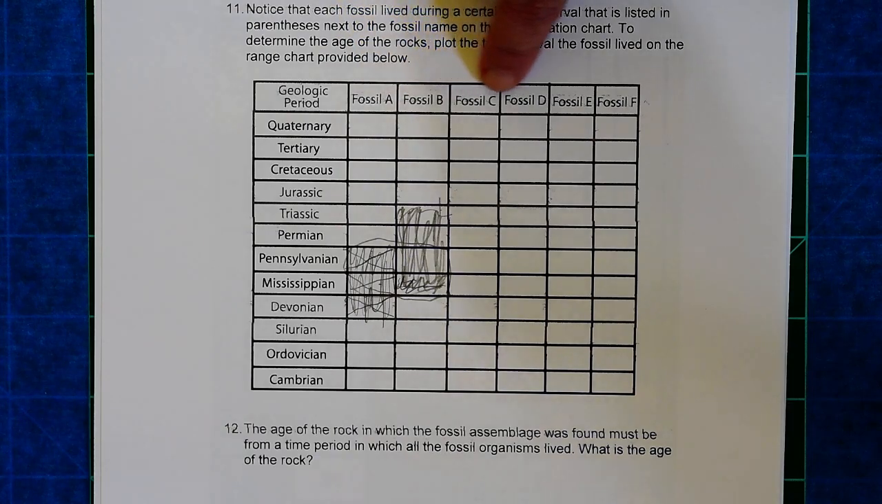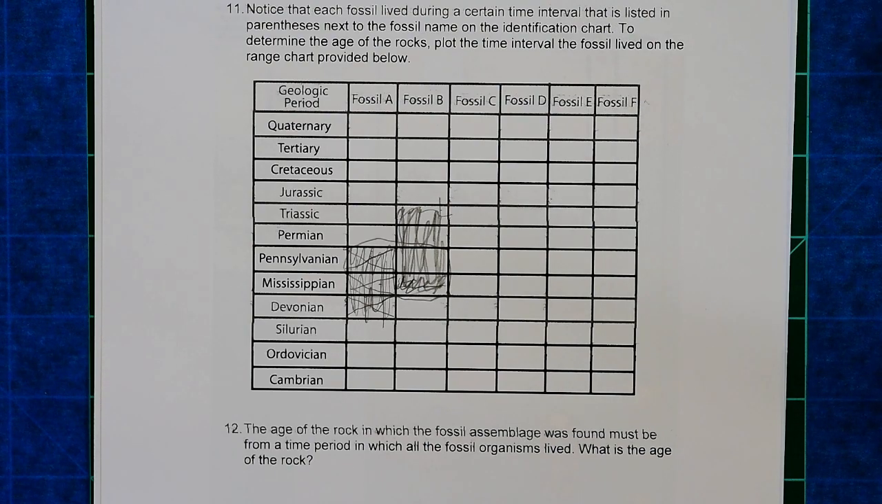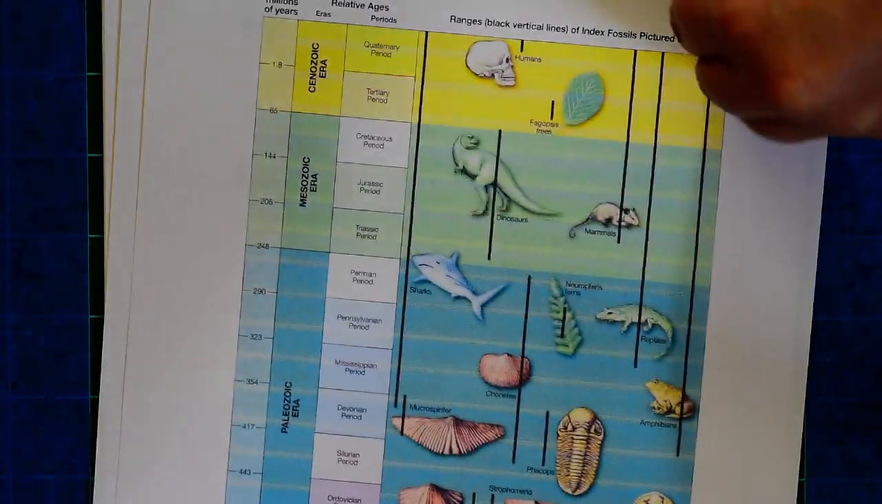You're going to identify these 6 different fossils, tell me when they lived, and then figure out a rock that had all 6 of those fossils in it, what time period could it be from? And that's what you're going to be doing there. All right.